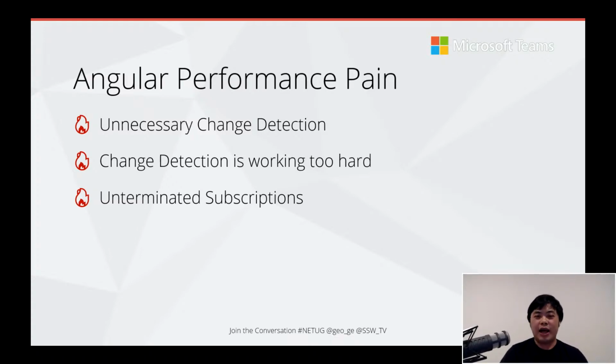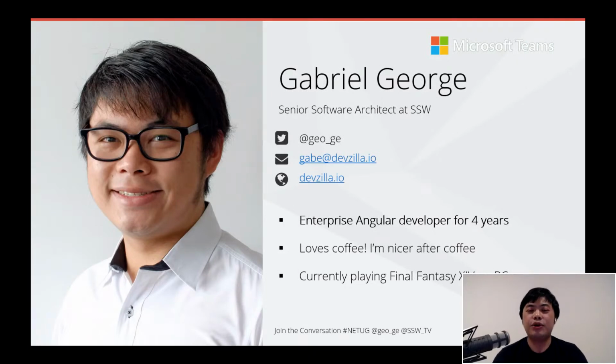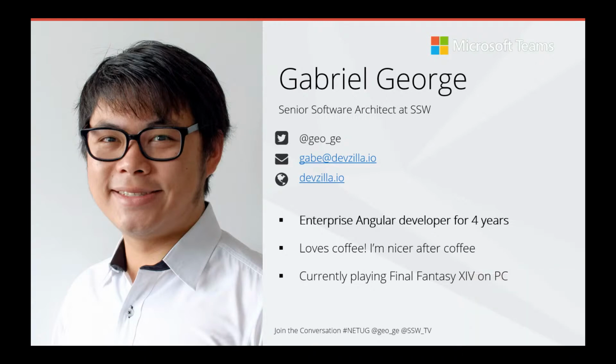Before we go any further, I'm going to explain myself. I'm Gabriel George, a senior software architect at SSW. You can follow me on Twitter, or you can even read my blog at devzilla.io. I've been an enterprise Angular developer for the past 4 years. I love coffee very much. In fact, I was a barista, and I'm also a gamer like Chris, and we are currently playing Final Fantasy 14 together. So if any of you actually play games, do reach out to us.